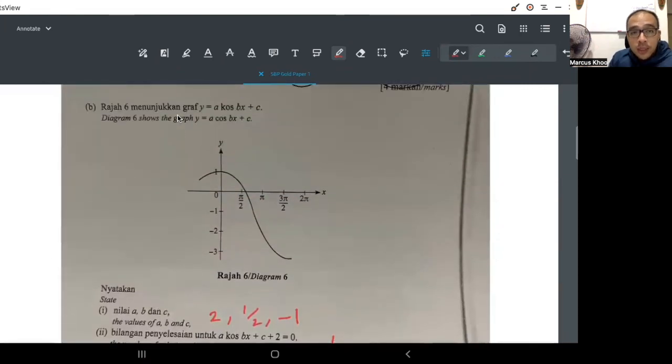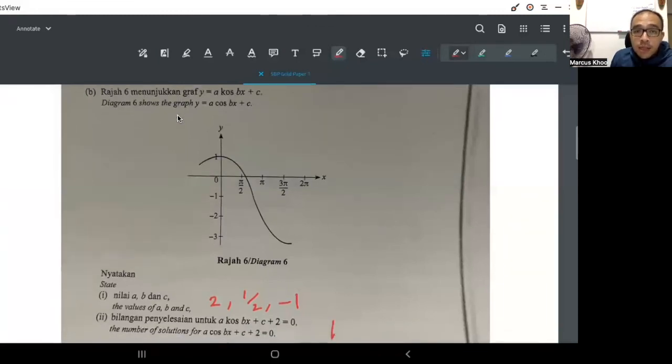Okay, second one. Diagram 6 shows graph y equals to a cos bx plus c. So find the values of a, b, and c. Now, this is a cos graph, which should start here. And then we have this one, but it only comes up to here. So if you notice, this is half a cycle. One full cycle is go down and go up. So half a cycle is 3 over 2 pi.